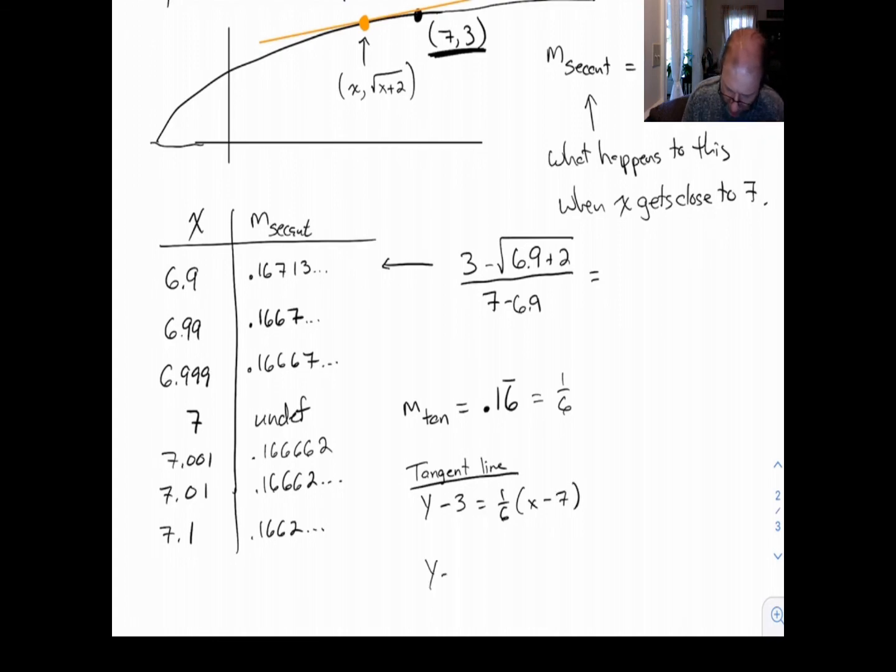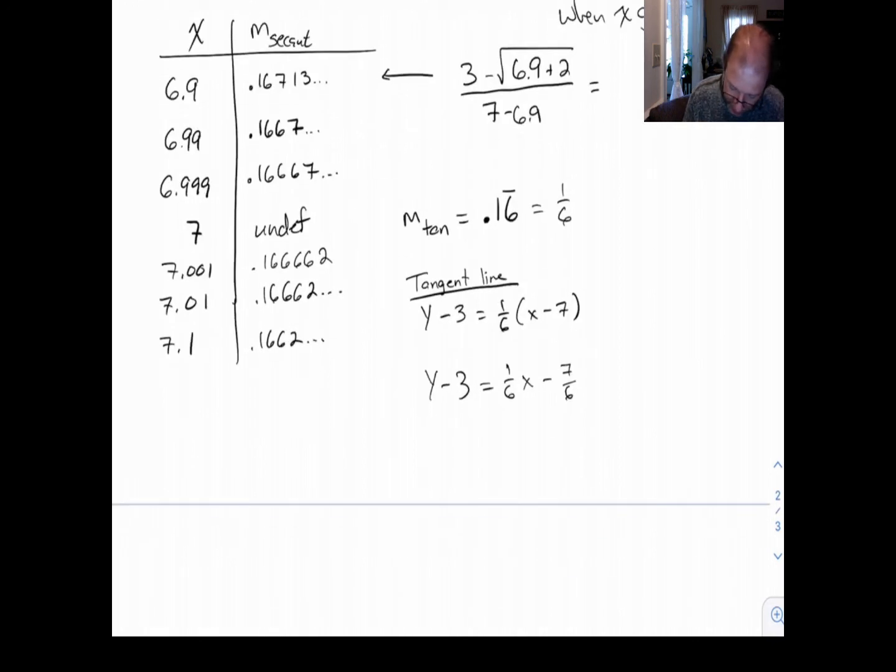And so let's see, y minus 3 equals 1/6 x minus 7 over 6. So just move that 3 to the other side. You get y equals 1/6 x. Let's see, negative 7/6 plus 3 is 11/6.